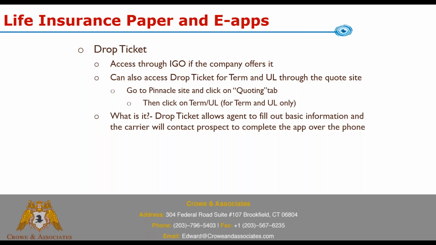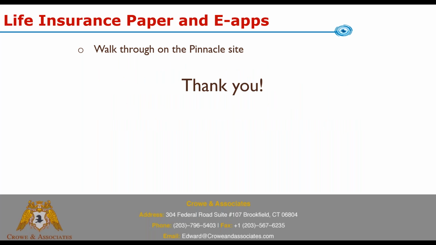IGO, you enter everything, and send them the link to complete it. Drop ticket, you're just online entering some brief information, submitting it, and then the insurance carrier is going to call the prospect to finish the app. So that's the distinction between the two. Okay, now I'm going to give you a walkthrough of the site.